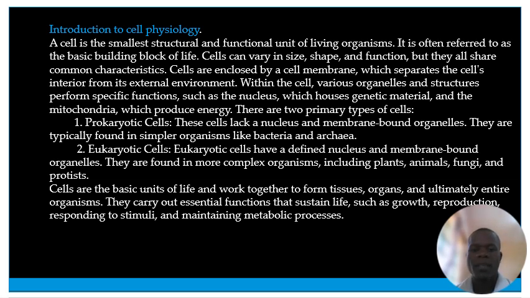Cells can vary in size, shape, and function, but they share common characteristics. Cells are enclosed by the cell membrane, which separates the cell's interior from its external environment. We are going to look at the two primary types of cells: the prokaryotic cells and the eukaryotic cells. Starting with the prokaryotic cells, these cells lack a nucleus and membrane-bound organelles. They are typically found in simple organisms like bacteria and archaea.